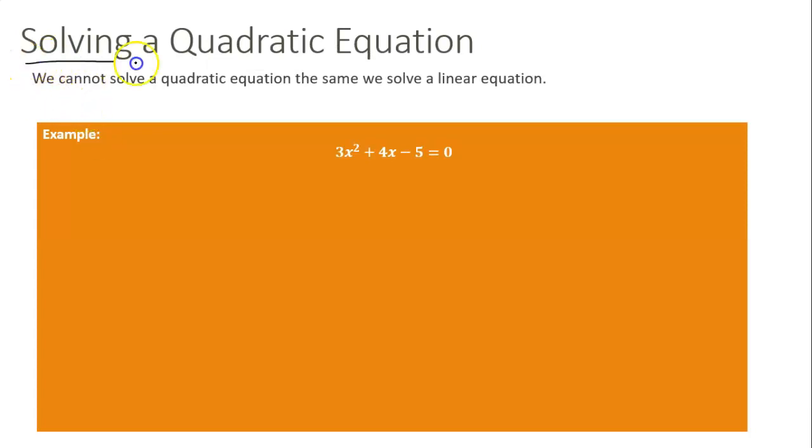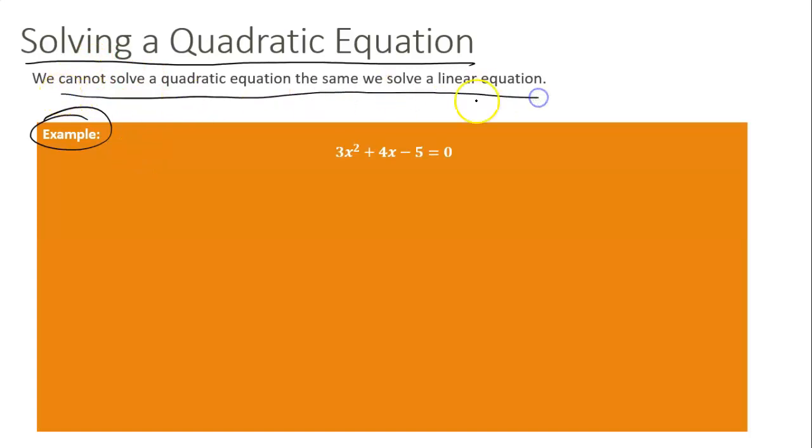You need a new topic, solving a quadratic equation. And I actually don't want you to write what we're going to write for this example. Here's why. We cannot solve a quadratic equation the same way we solve a linear equation.